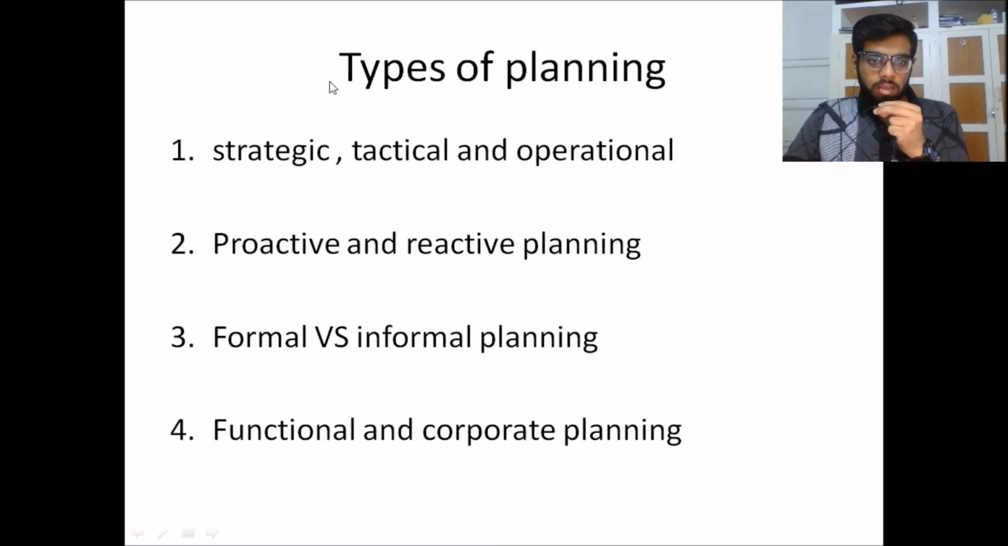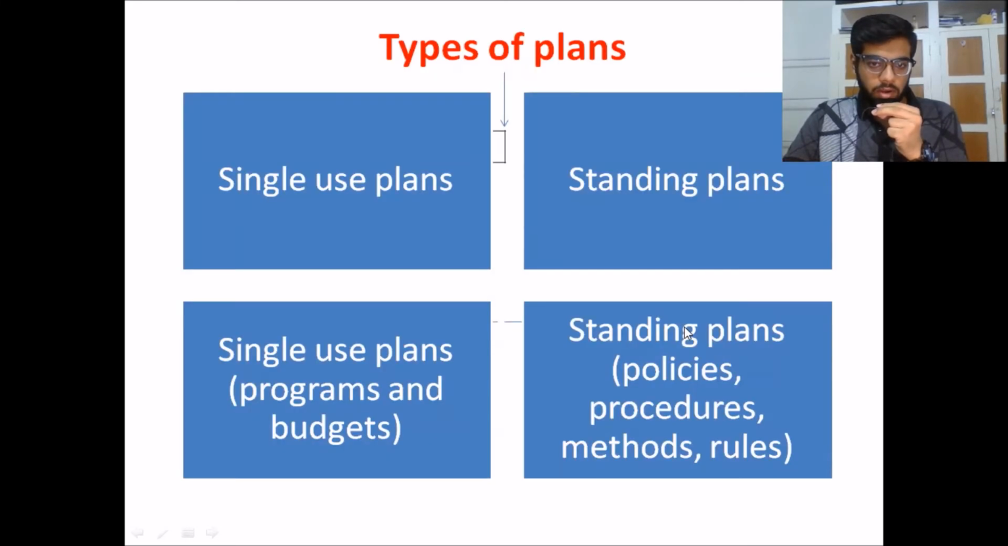Now we'll discuss some major types of planning. There are basically 4 types. First one is strategic, tactical and operational. Second is proactive and reactive planning. Third is formal versus informal planning. Fourth one is functional and corporate planning. So they are the major part of planning. Alright, so these 4 types you must know. It's very, very important.